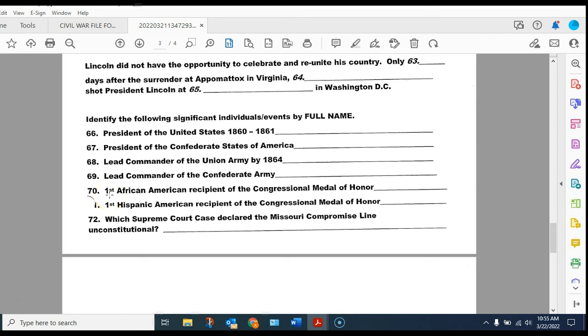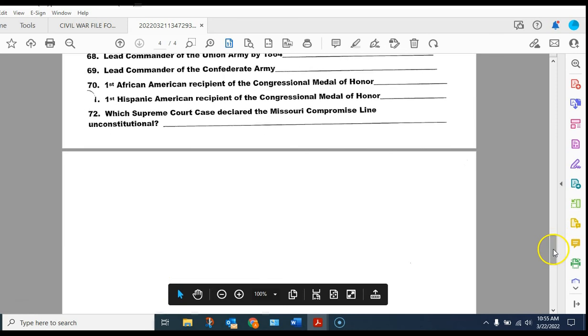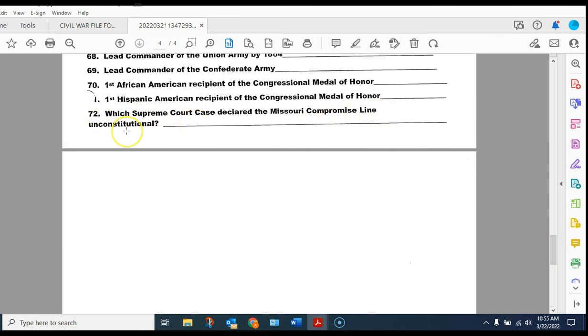Question 70, and these are using those 2 sections that we didn't use previously, that we skipped over. So number 70, first African-American recipient of the Congressional Medal of Honor. Question 71, the first Hispanic-American recipient of the Congressional Medal of Honor. In question 72, last but not least, which Supreme Court case declared the Missouri Compromise line unconstitutional?